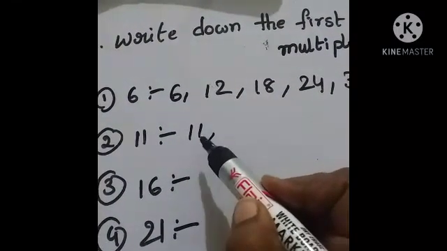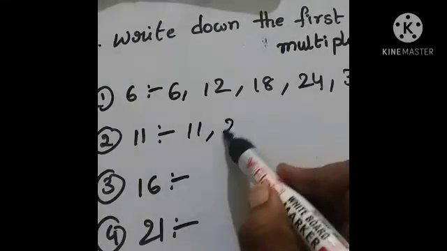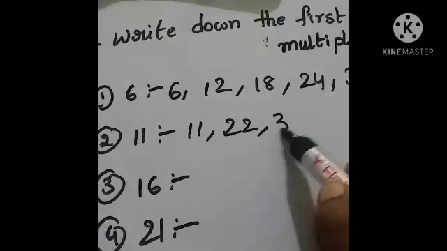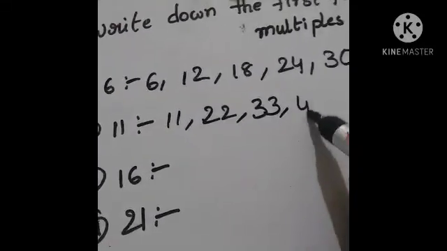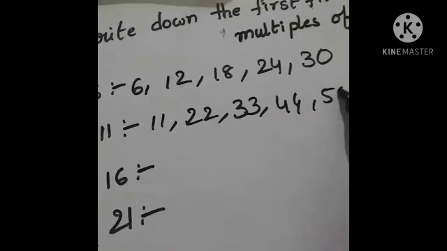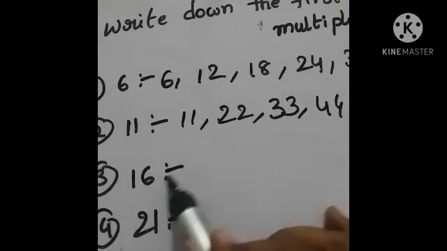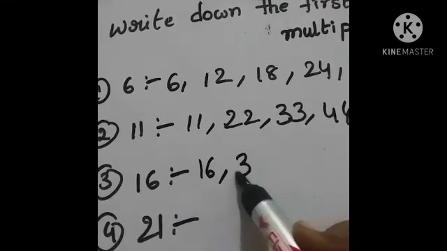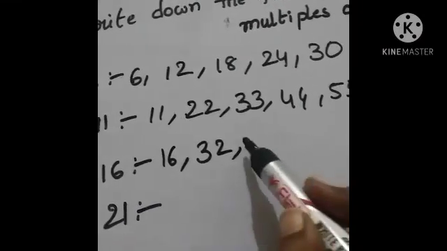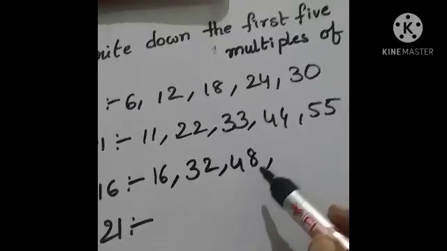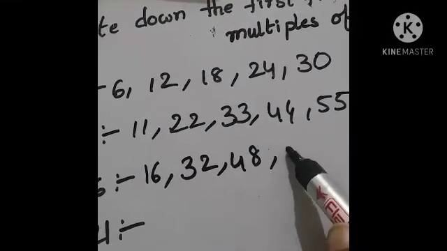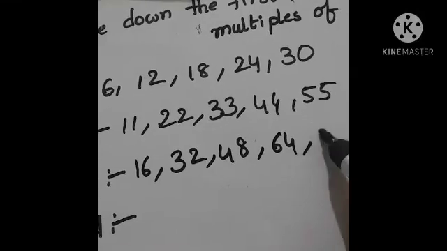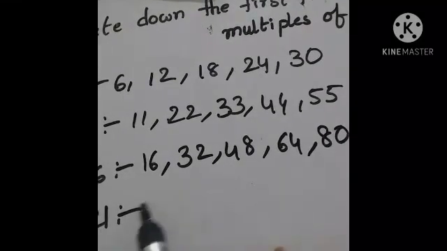Next 11. 11 ones are 11, 11 twos are 22, 11 threes are 33, 11 fours are 44, 11 fives are 55. We have to write only 5 multiples because they are asking 5 only, no. 16 1s are 16, 16 2s are 32, 16 3s are 48, 16 4s are 64, 16 5s are 80.